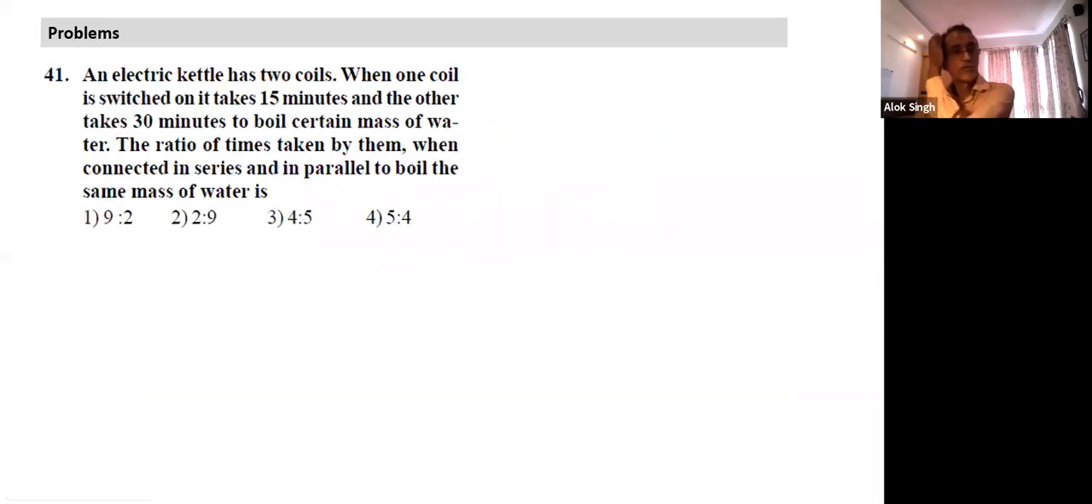Okay, let's look at this. An electrical kettle has 2 coils, and only 1 coil is switched on. Just read the question, then we'll see how to go about solving it. All of you read the question?